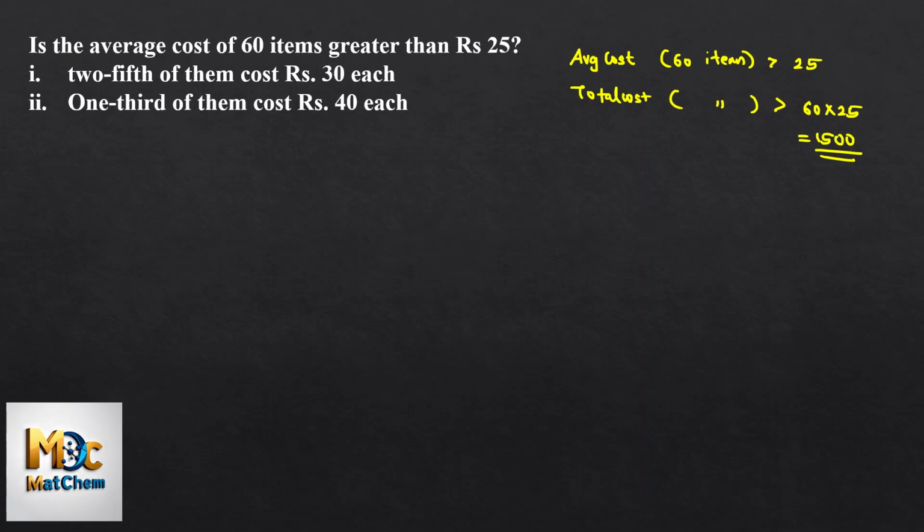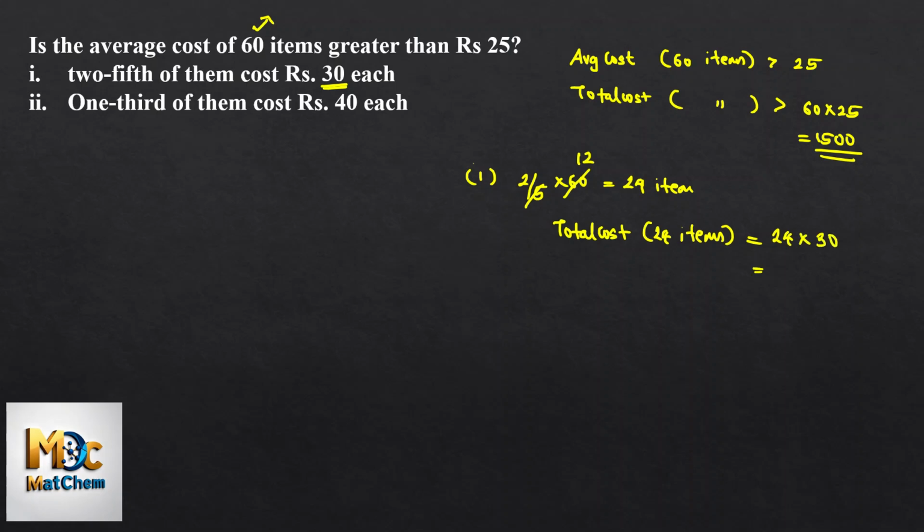The first statement given is: 2/5 of them cost 30 rupees each. That means there are a total of 60 items. 2/5 of them means 2/5 of 60 items. On cancellation, you will get 12 into 4, that is equal to 24 items. 24 items cost 30 rupees each, so the total cost of 24 items will be equal to 24 into 30. 24 into 3 is 72, so 720.